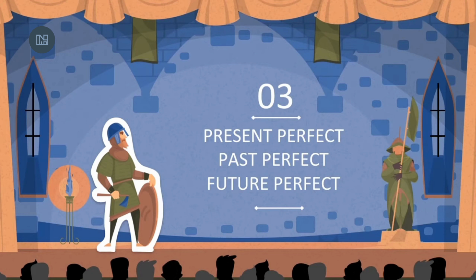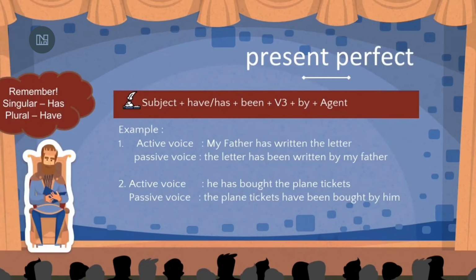Now we move on to chapter 3. Passive voice in the present perfect, past perfect, and future perfect tense. First is about passive voice in the present perfect. The pattern is subject plus have or has plus been plus verb 3 plus by plus agent. But we should remember, if we use a singular subject, we can use has, but plural subject use have. Okay, I have some example here.